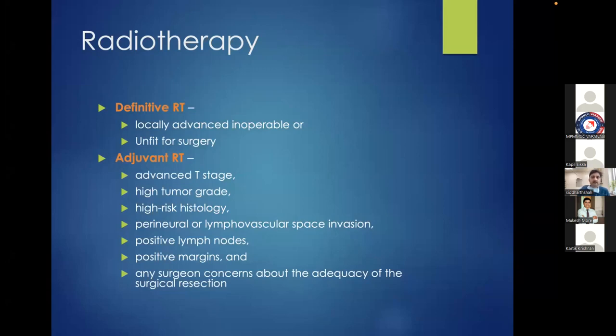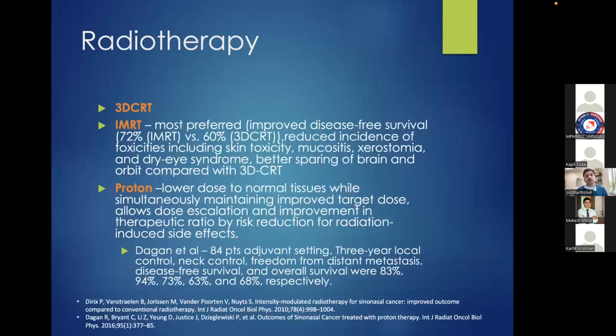Otherwise, they are primarily in an adjuvant role in advanced stage tumors, high grade tumors, high risk histology, perineural or lymphovascular involvement, presence of lymph nodes, positive margins, or any other concerns where there is a chance that the surgery adequacy is doubtful. It can be 3D CRT, IMRT, or a recent addition, proton therapy.